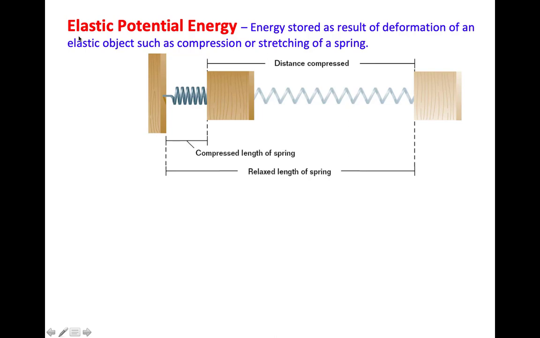Derivation of formula of elastic potential energy. It is the energy stored as a result of deformation of an elastic object, such as compression or stretching of a spring. Let us understand the diagram here.